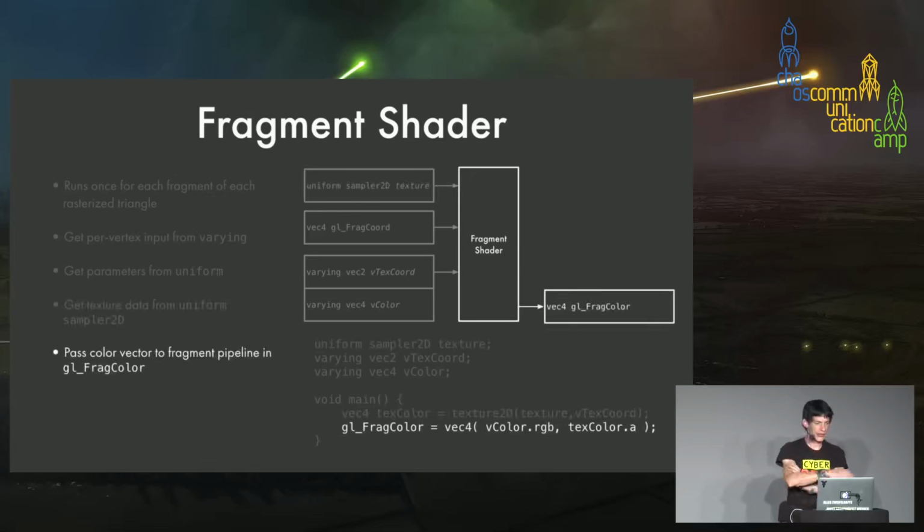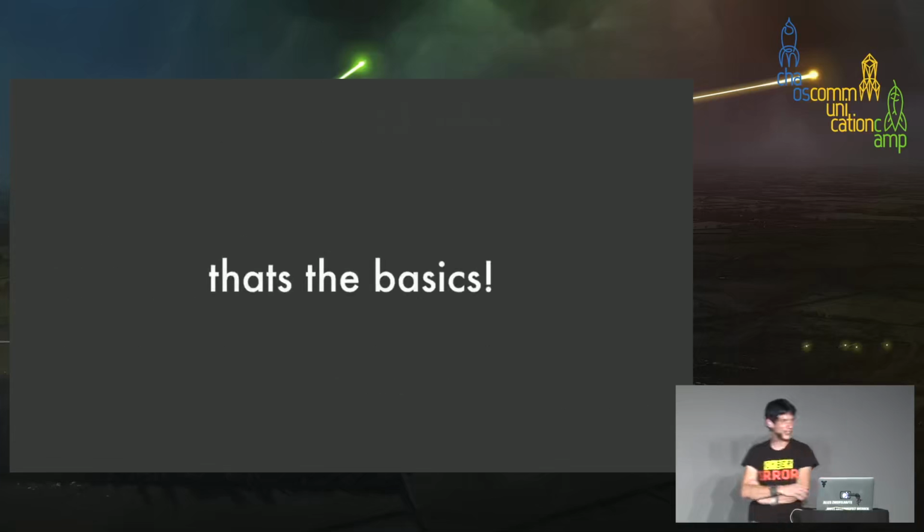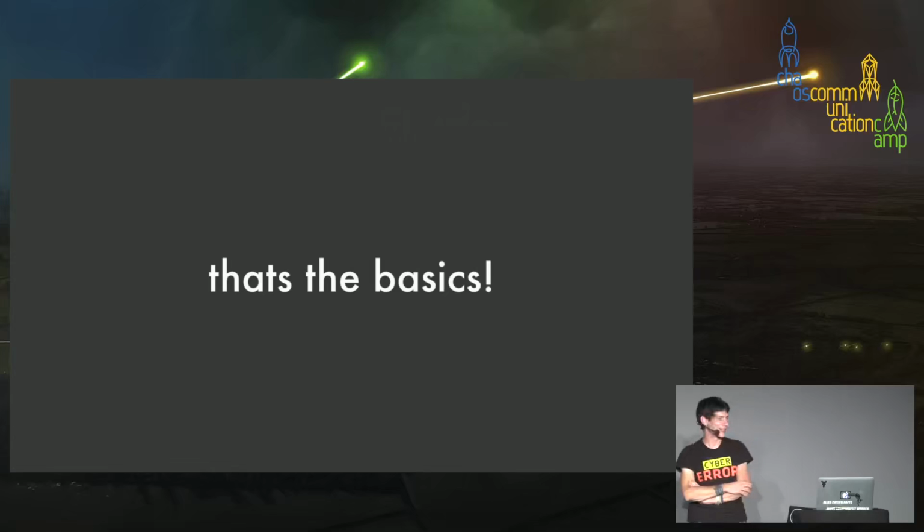And then finally, as I said, the task of the fragment shader is to specify the final color of each fragment. This you do by setting the gl_FragColor special variable. So that's the basics. Quite confusing at the moment, I'm sure, but it will all become a bit clearer once we look at the actual code.